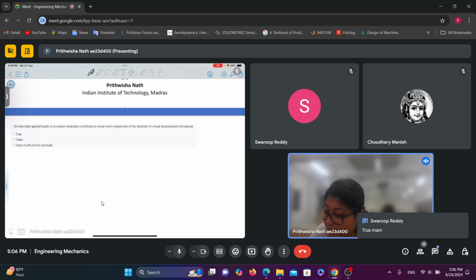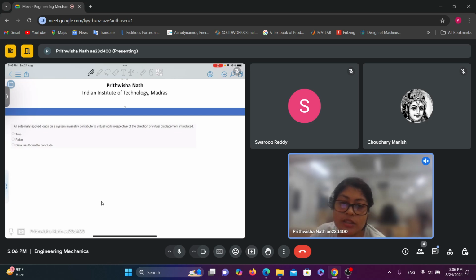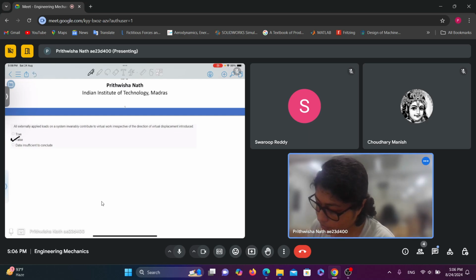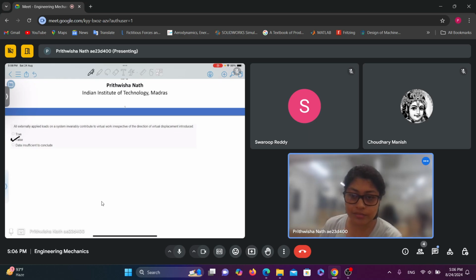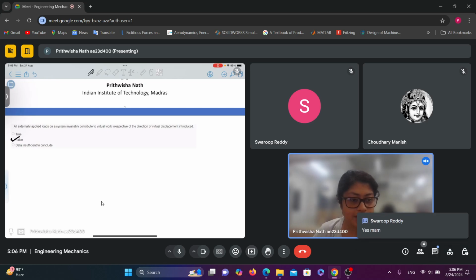See, all externally applied load. So what if the applied load is perpendicular to the virtual displacement? In that case it would be false, right? So it's not always true. Suppose the force is perpendicular to the displacement. In that case, work done is 0, right? Did you understand? Yeah. So it's not always true.